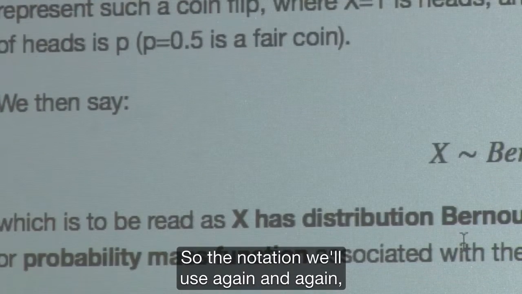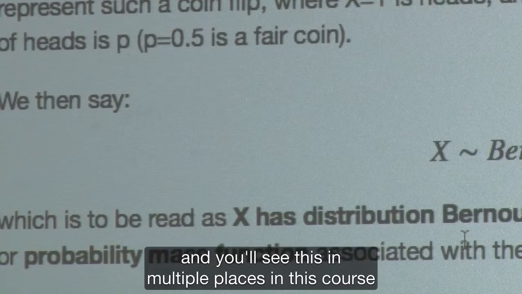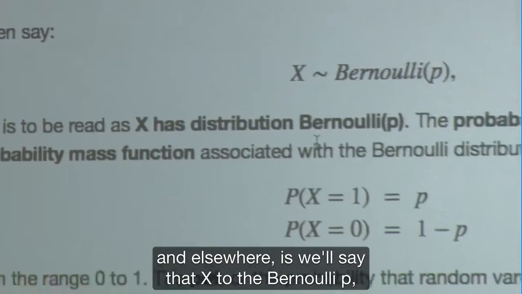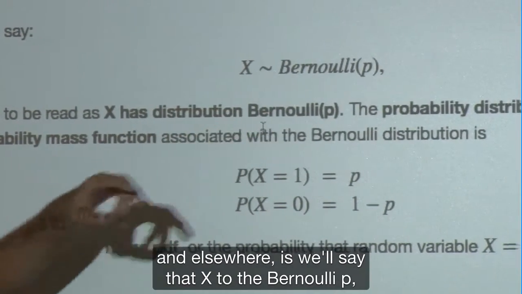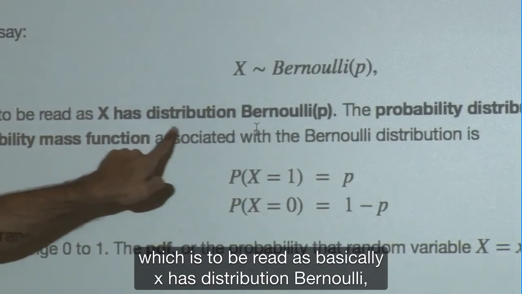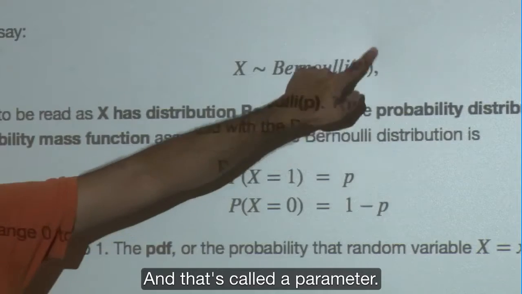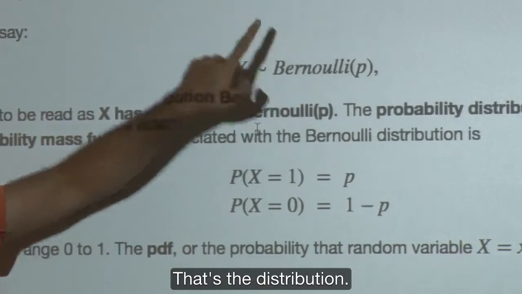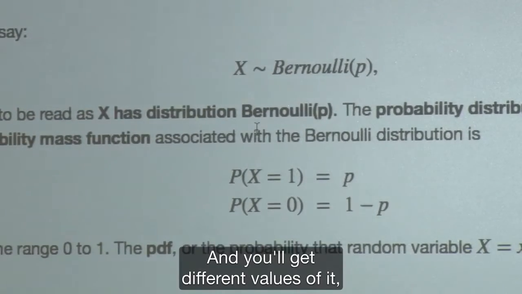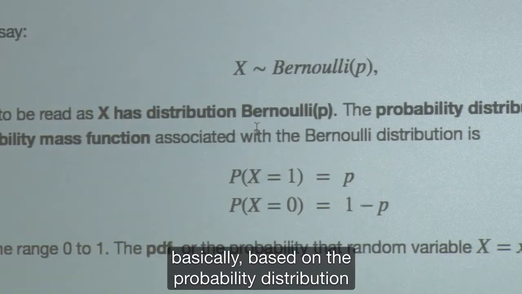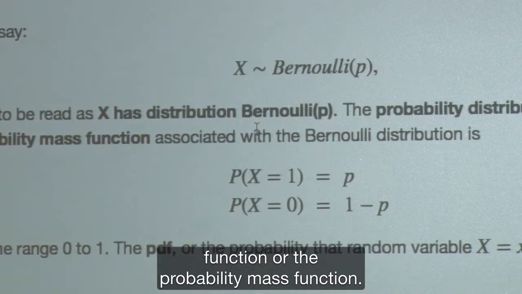The notation we'll use again and again, and you'll see this in multiple places in this course and elsewhere, is we'll say that x tilde Bernoulli p, which is to be read as x has distribution Bernoulli given the parameter p. And that's called a parameter. That's the distribution. That's the random variable. And you'll get different values of it based on the probability distribution function, or the probability mass function.